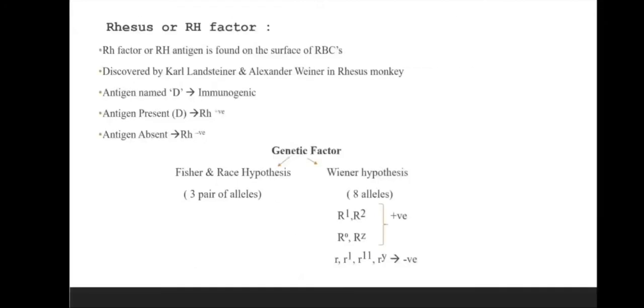Next, the RH factor was first discovered by Carl Landsteiner and Alexander Wiener in the rhesus monkey, so it is called the RH factor. It is found on the surface of RBC. RH factor refers to the immunogenic D antigen. If a person has the RH antigen, the person is called RH positive. If not, the person is called RH negative.